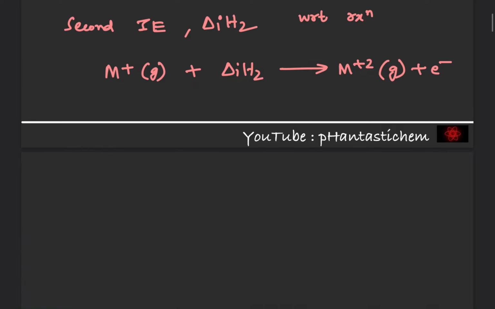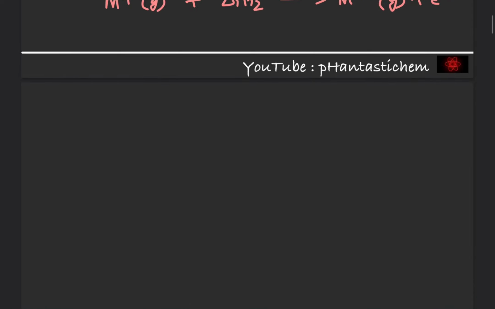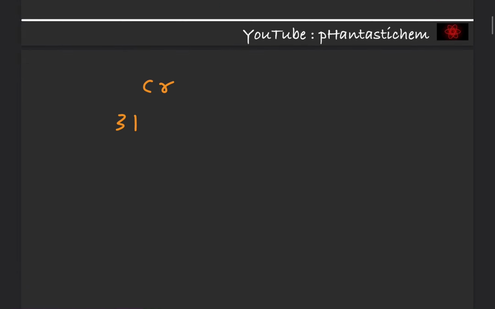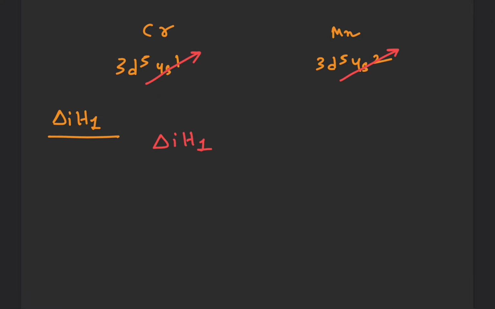Okay, so in the question we have to determine the order of ΔiH1 and ΔiH2 of chromium and manganese. For that we have to know their electronic configuration. That is, for chromium it is 3d5 4s1, for manganese it is 3d5 4s2. Okay, so let's first talk about their ΔiH1. Okay, so obviously we have to knock the outermost electron out. So here an electron from 4s goes out, here also an electron from 4s goes out. Okay, the ΔiH1 of manganese is more than ΔiH1 of chromium.